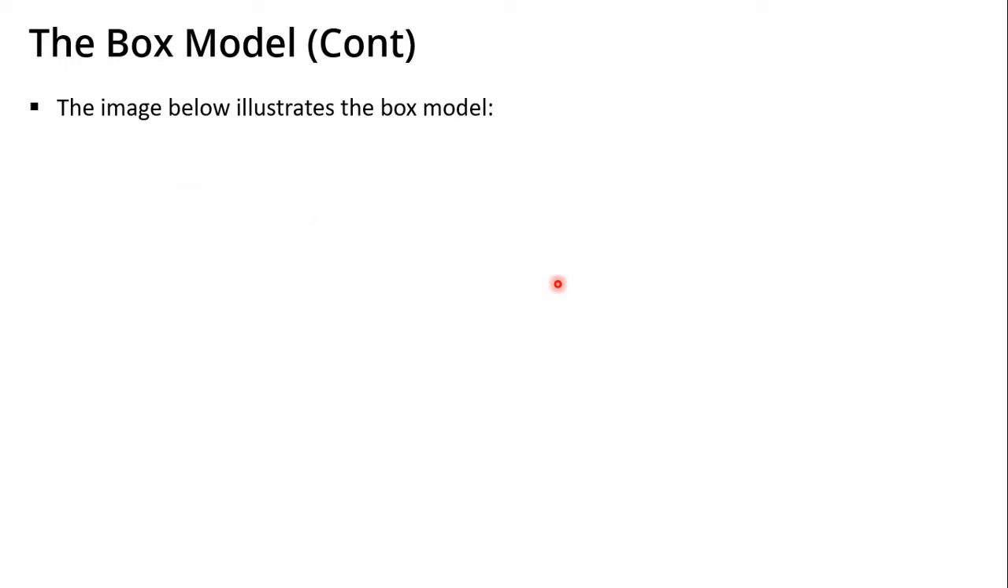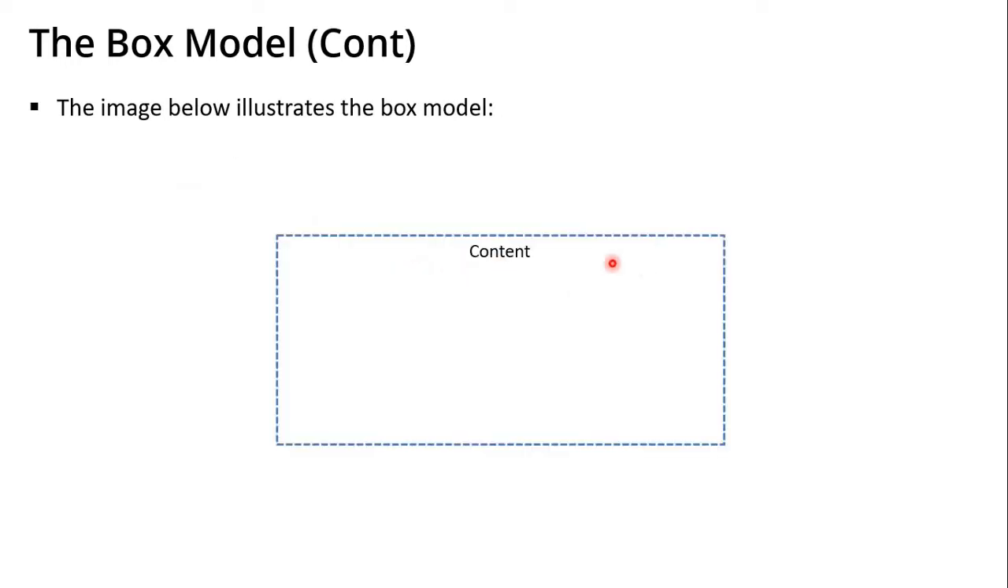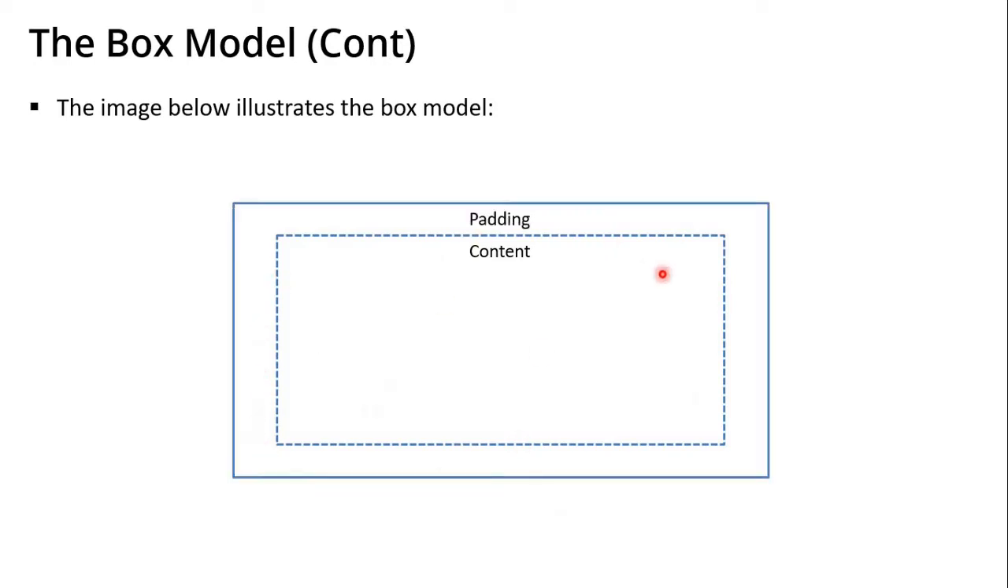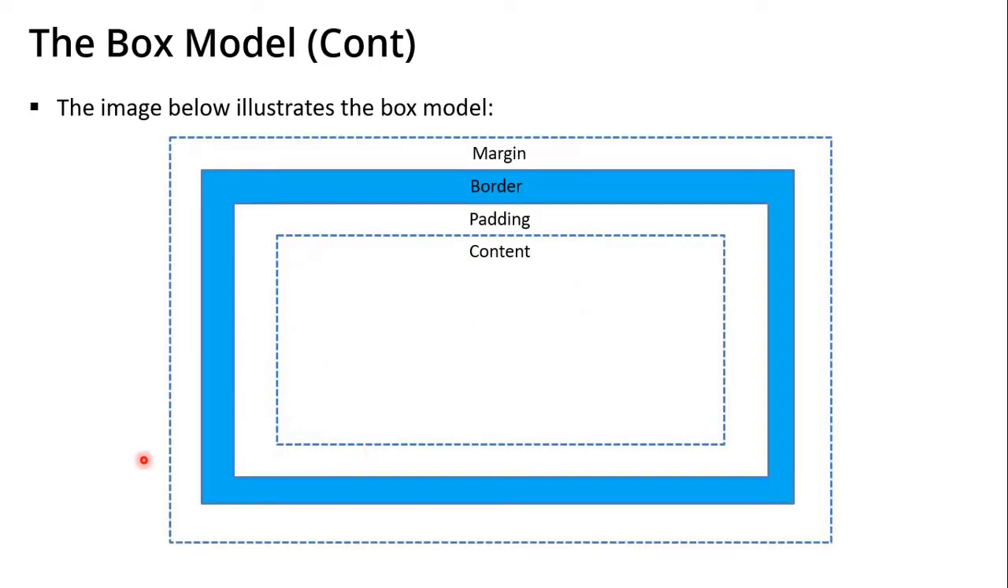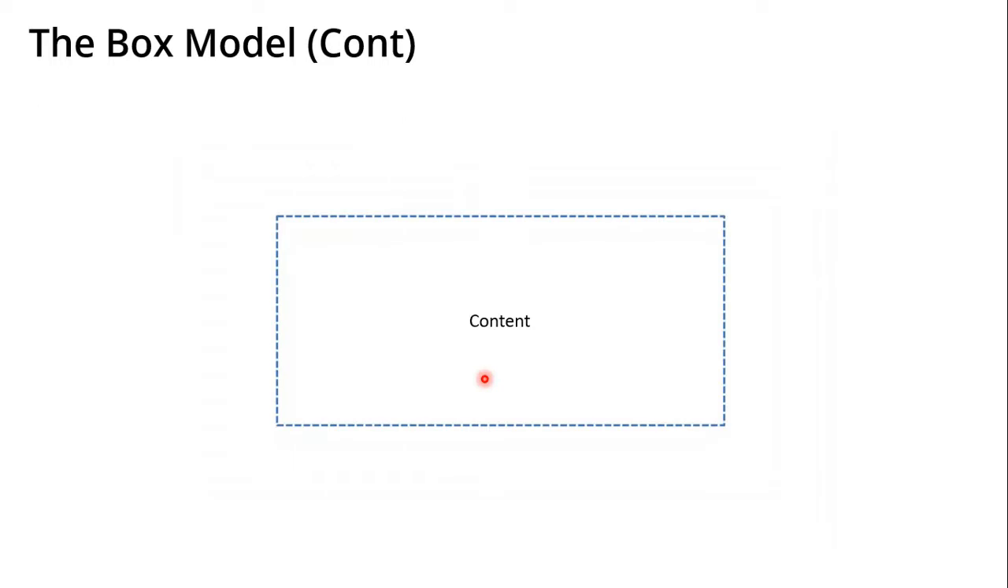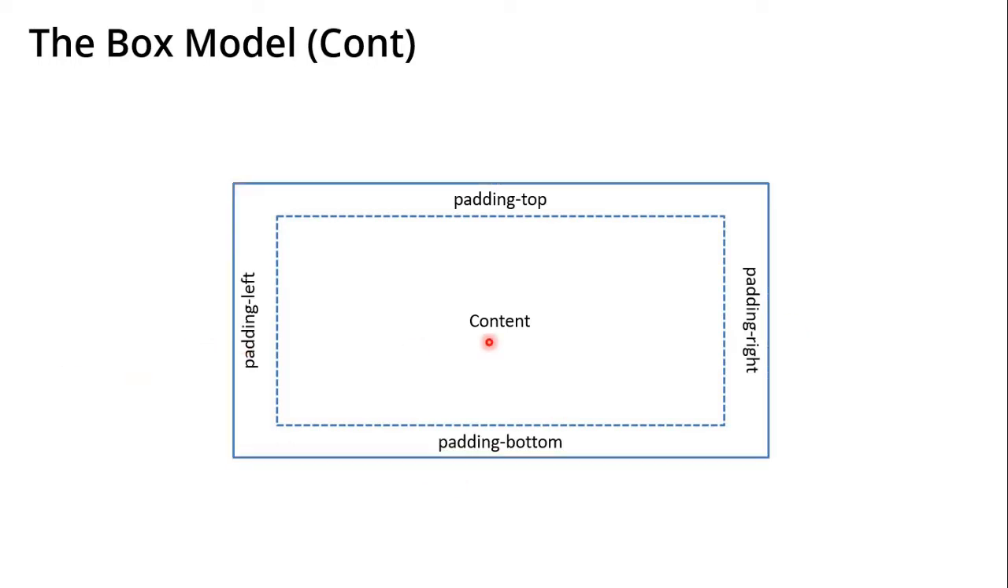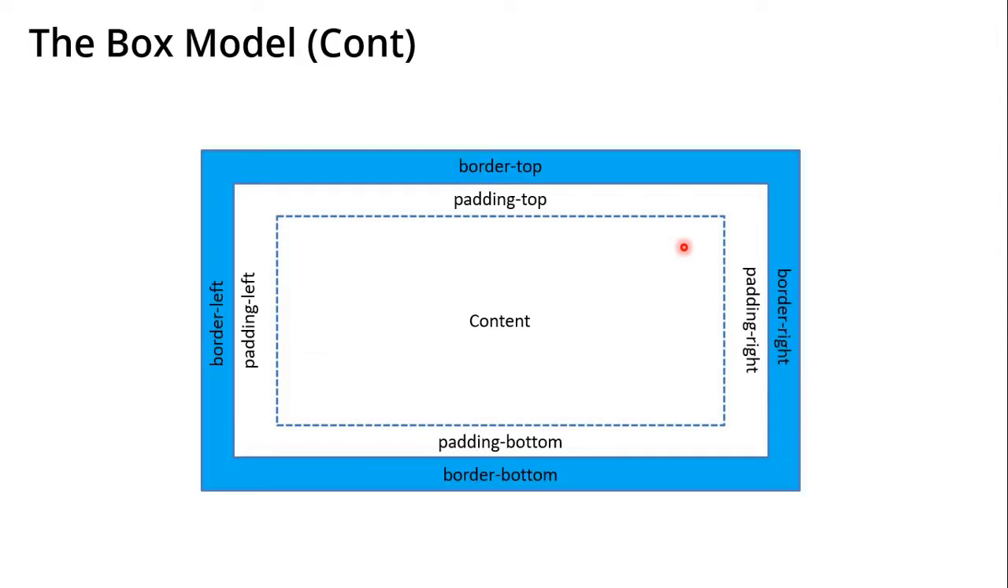The image below illustrates the box model. Here we have the content, then the padding, next we have the border, and last we have the margin. These are all the functionality of the box model: content, padding top, padding right, padding bottom and padding left. Like this we have border top, right, bottom, left, and margin top, right, bottom and left. So this is the box model.